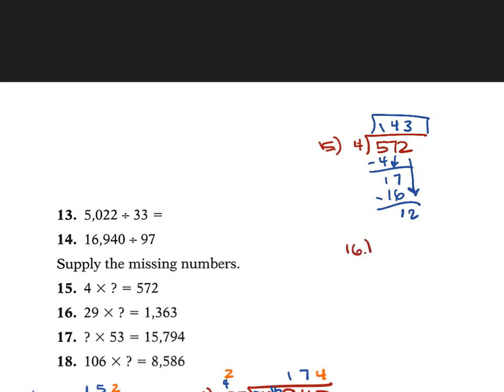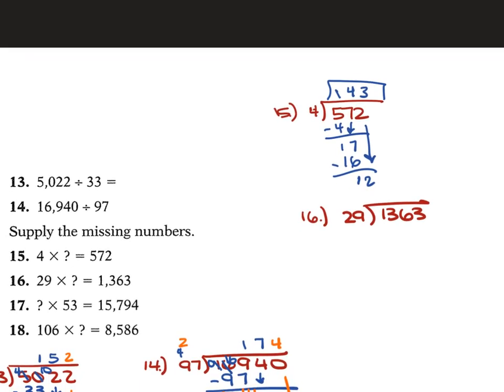For 16, we have 29 times what is 1363. So the 29 is going to go on the outside. The 1363 is going to go on the inside. So we're doing 1363 divided by 29. So I'm going to ask myself, does 29 go into 1? No. Does 29 go into 13? No. Does 29 go into 136? Yes. I'm going to try 4.